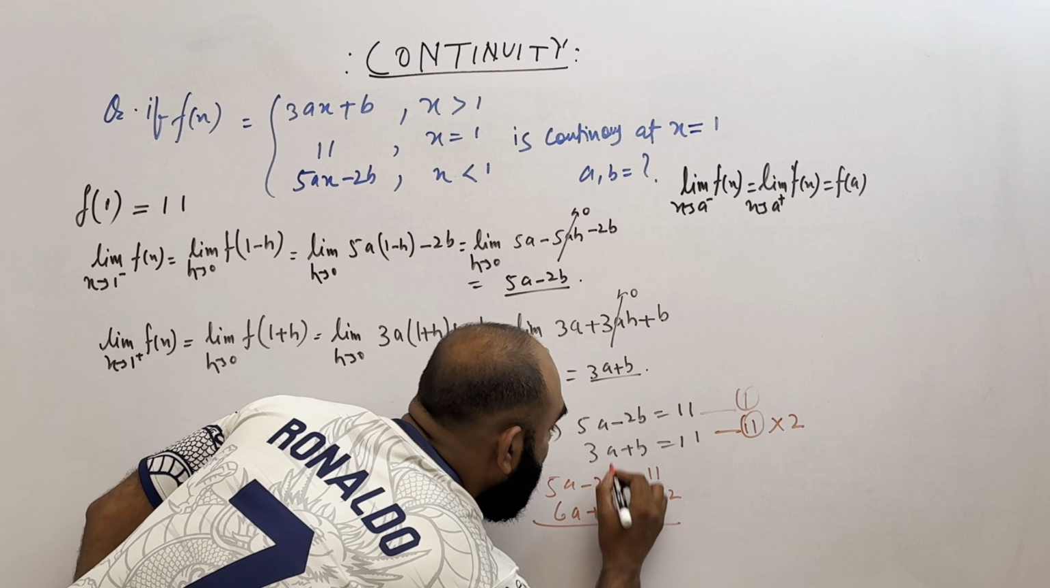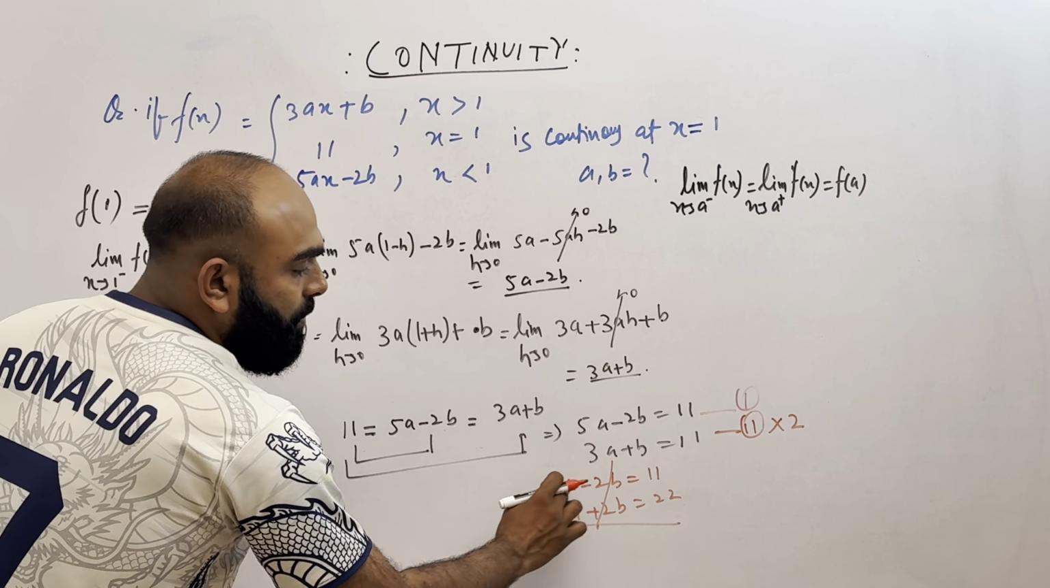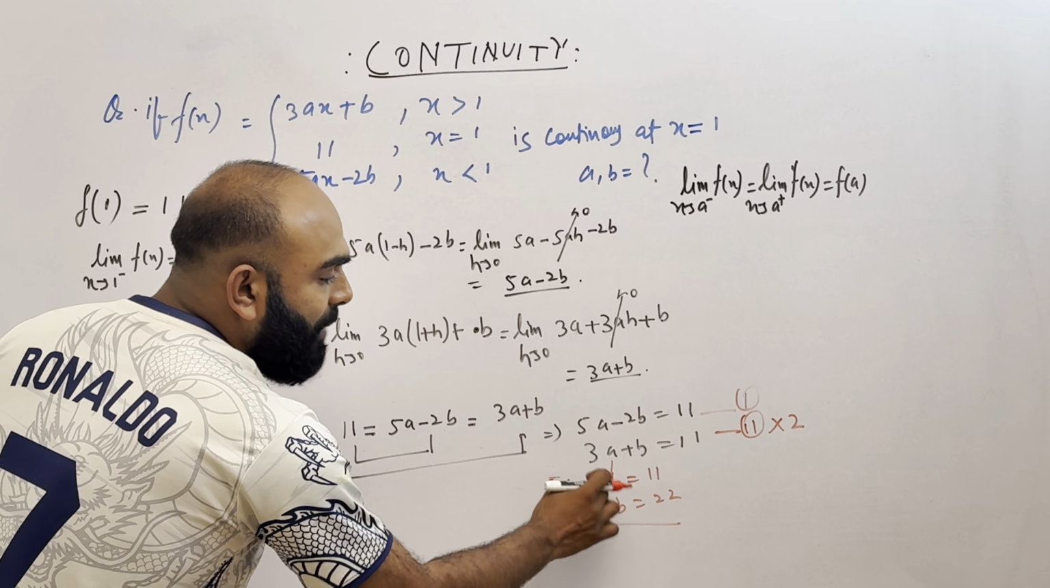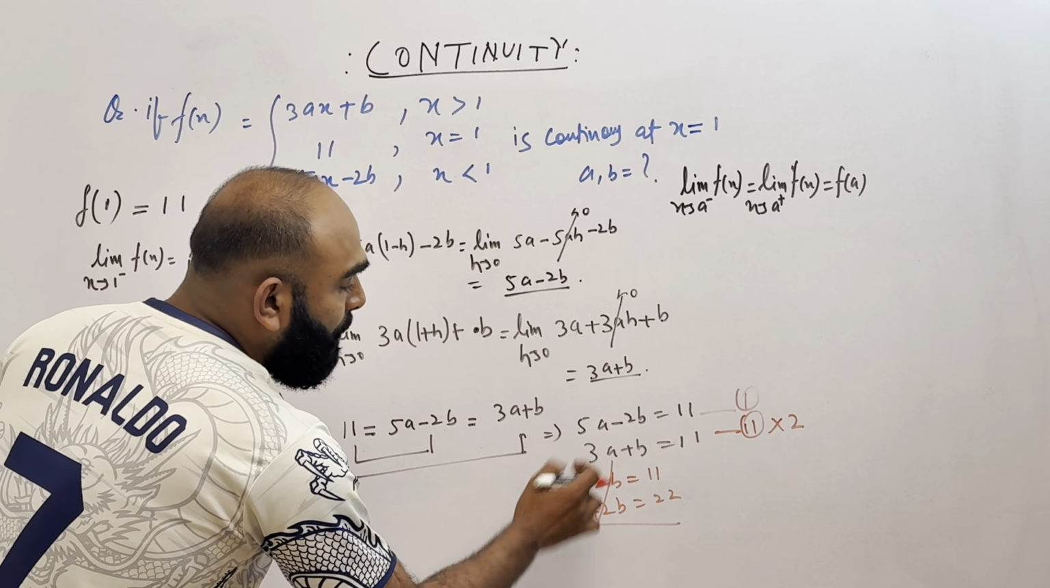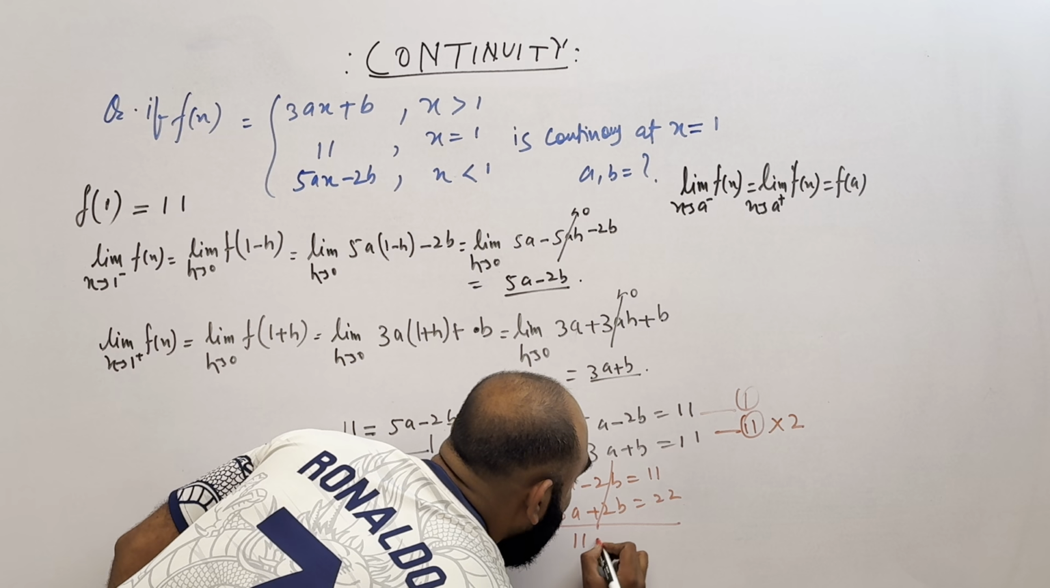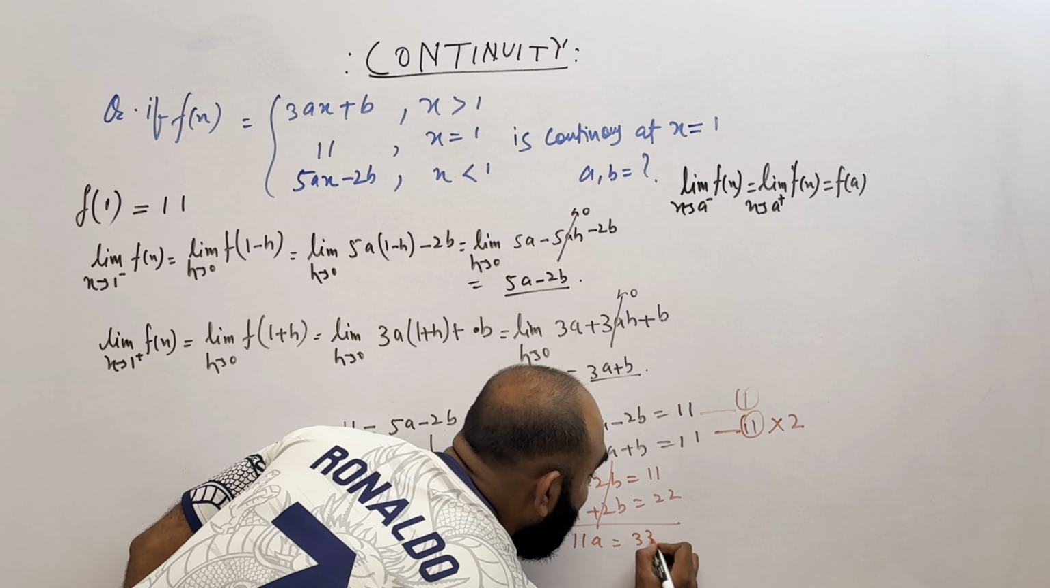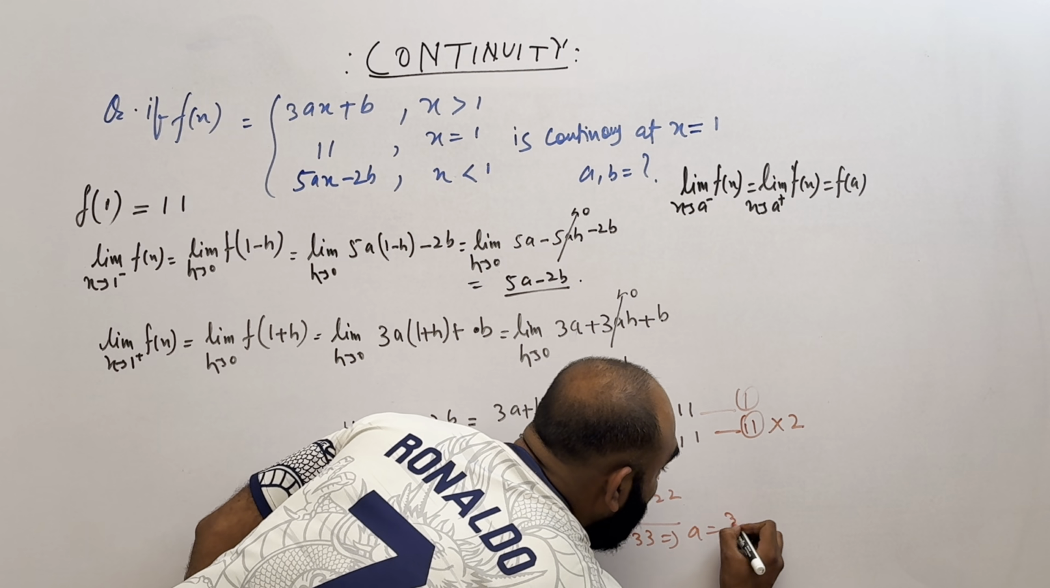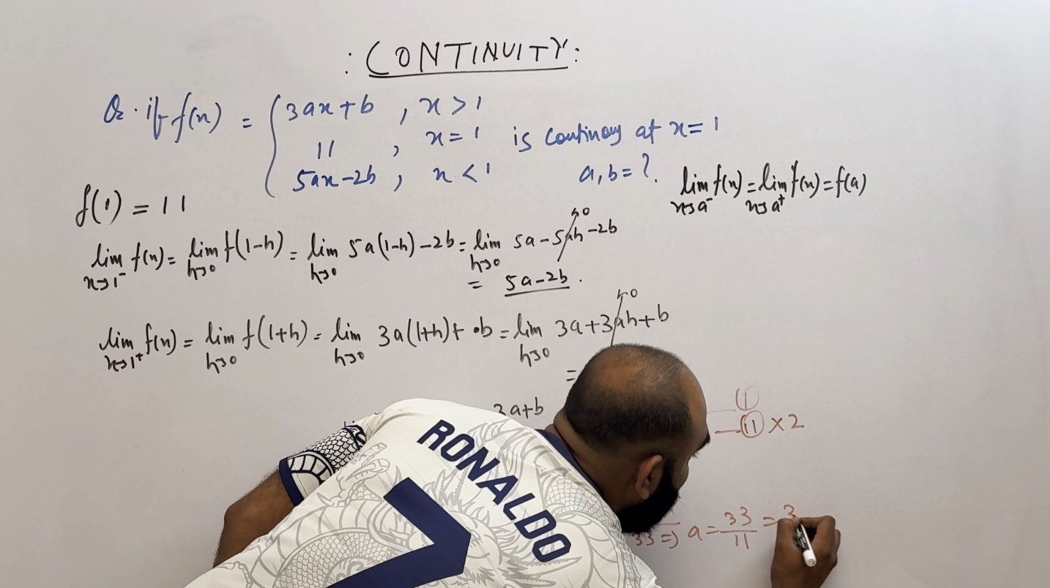If you add, this will go, because in 5a minus 2b and 6a plus 2b, minus 2b plus 2b is gone. 5a plus 6a, 11a is equal to 22 plus 11, 33. So this implies that a is equal to 33 by 11, that will be 3.